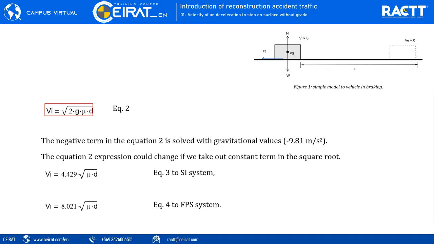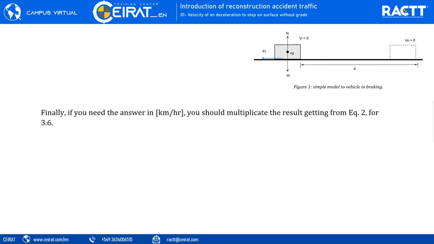The equation 2 expression could change if we take out the constant term in the square root. Finally, if you need the answer in kilometers per hour, you should multiply the result obtained from equation 2 by 3.6.